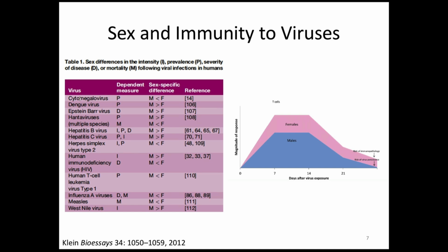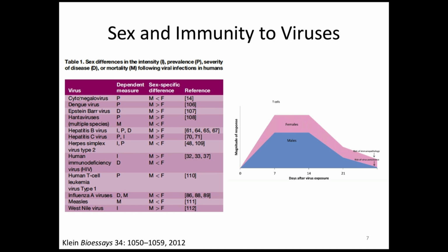And so the damage might be coming from different places in these different individuals. You can see that the table on the left is showing you a bunch of different viruses, whether things are worse in males or worse in females. It's also telling us, are we talking about disease? Are we talking about prevalence? Things like that.